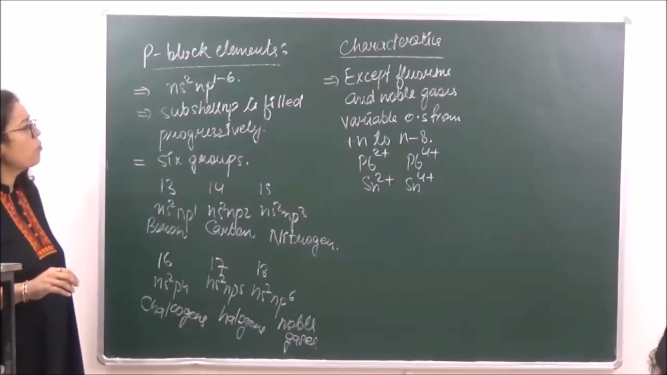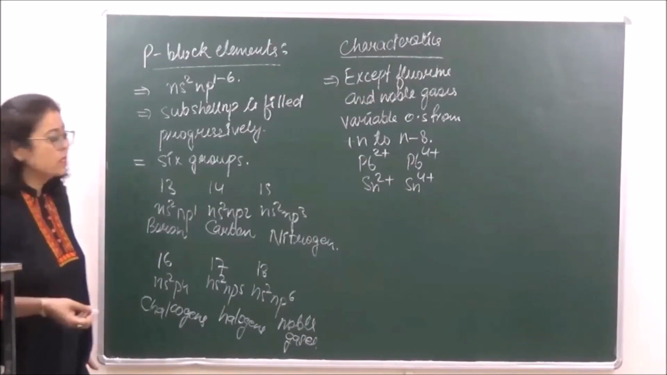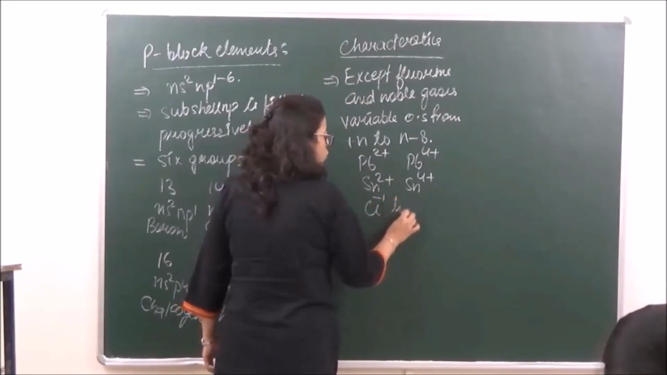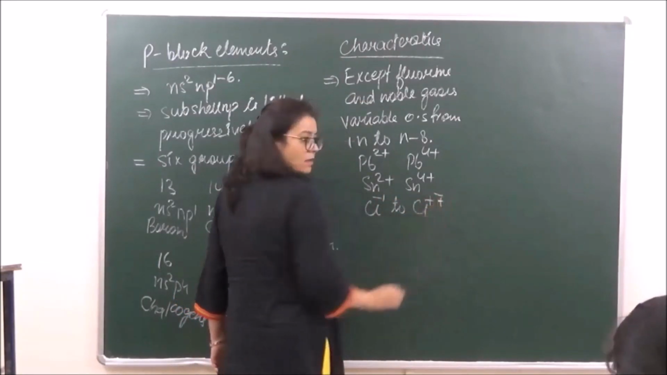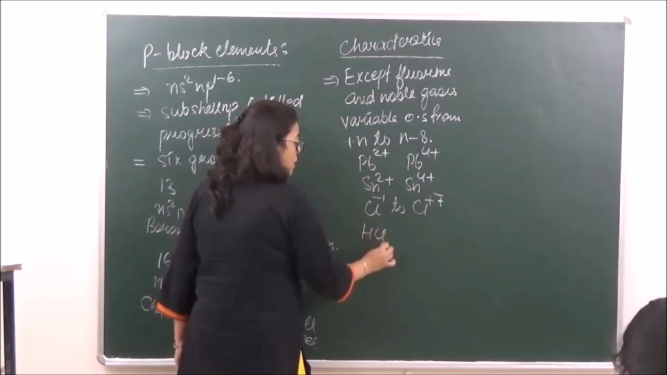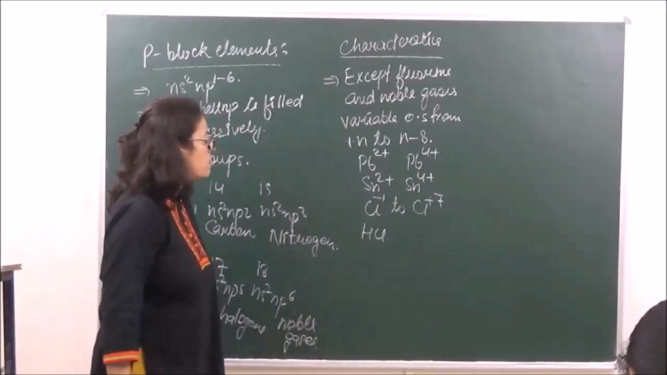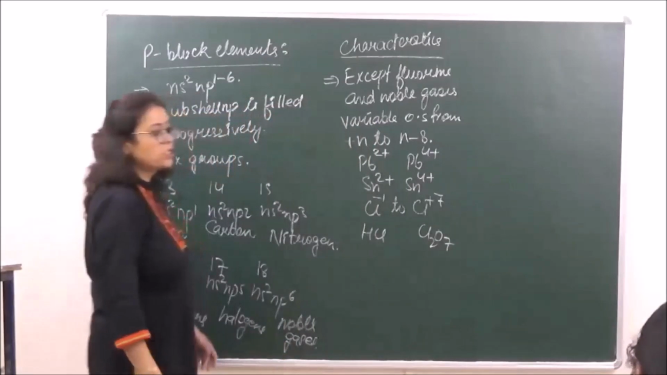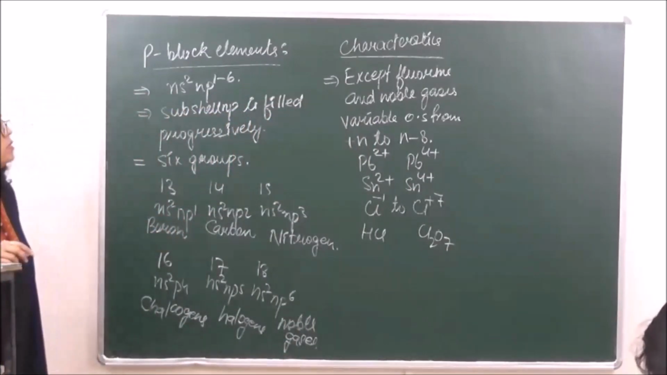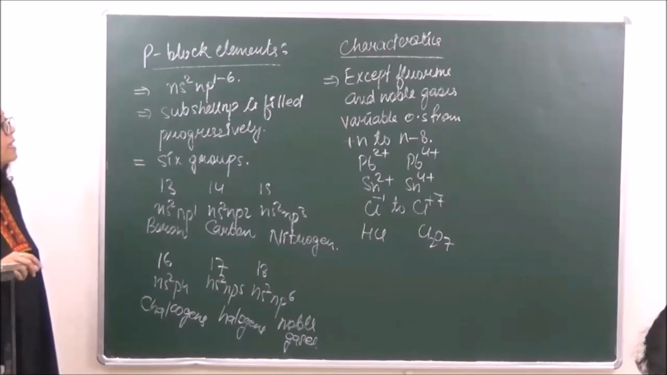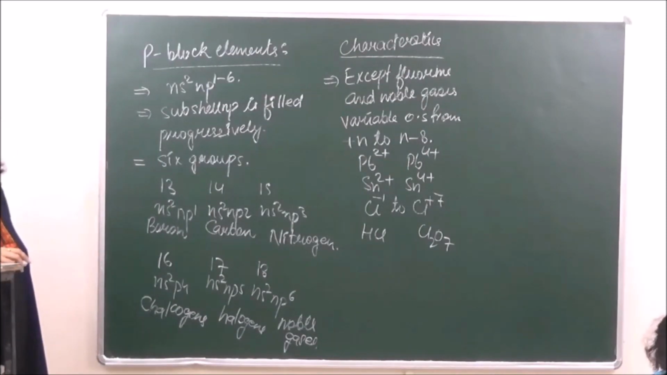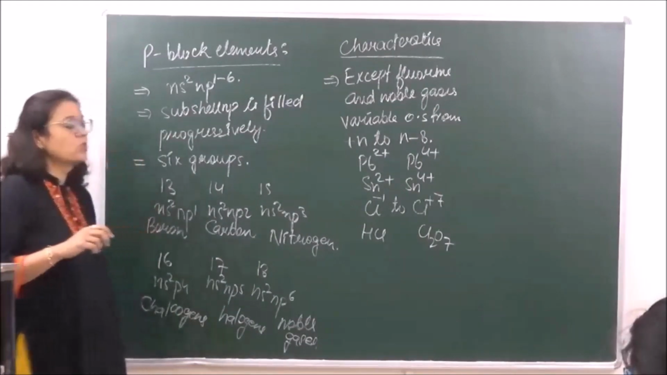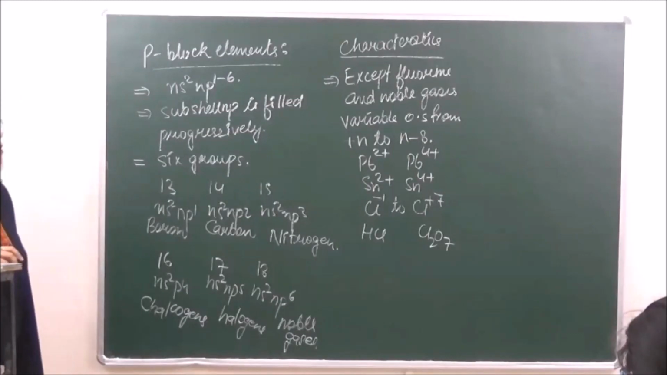Similarly, when we are talking of chlorine, chlorine gives us oxidation states starting right from -1 to +7. An example we can take over here is HCl, where the oxidation state of chlorine is -1, whereas in Cl2O7, the oxidation state of chlorine is +7. Right? So a number of oxidation states are shown by the p block except for fluorine and noble gases, where fluorine only shows -1 oxidation state and noble gases generally show an oxidation state of 0, valency of 0.